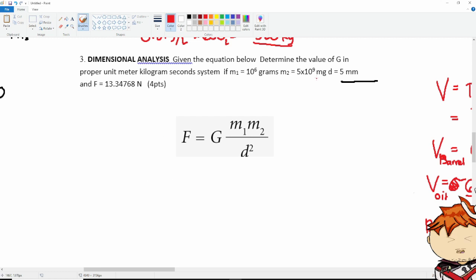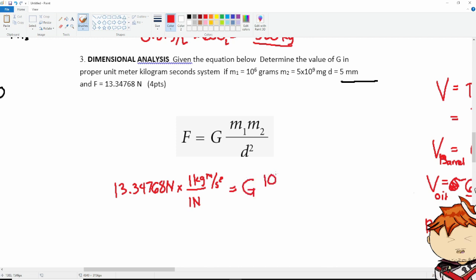Determine the value of G in a proper unit, meter kilogram second. Okay, so the force is 13.34768 Newtons. Let's convert Newton into kilogram meter per second squared. So that's already the meter kilogram second system, equal to G.